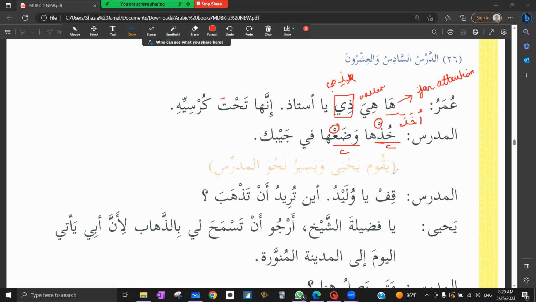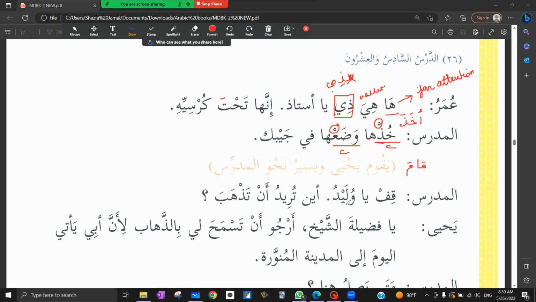Now the scene changes. Yaqumu comes from qama, stand. Yaqumu Yahya wa yasiru nahwal mudarris. Yasiru means he walks away. Nahwal means towards. Nahwal mudarris means towards the grammar teacher. And here the mudarris says qif, which means stop.